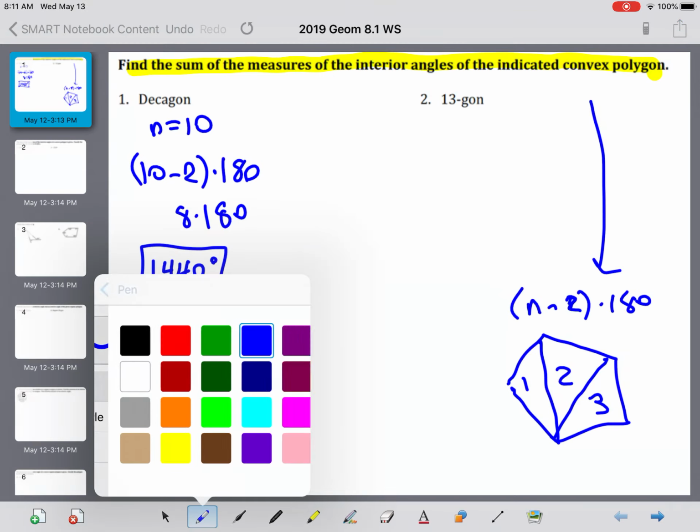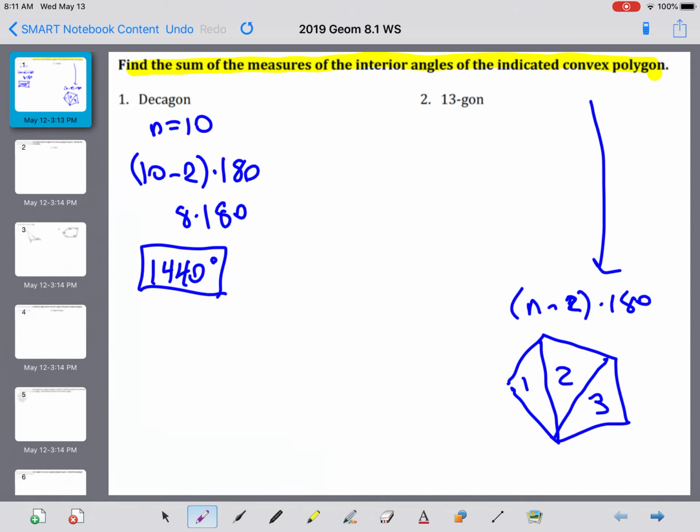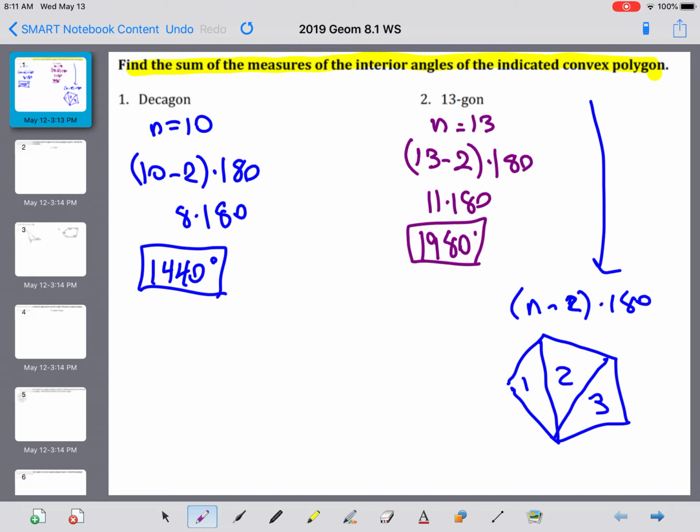Alrighty, taking a look at number 2. 13 gon. This is easy. The number of sides, number of angles is 13. So we're going to take 13 minus 2 times 180, 11 times 180, and that's going to be 1,980 degrees. Okay. So again, those kind of fall back to this relationship here.